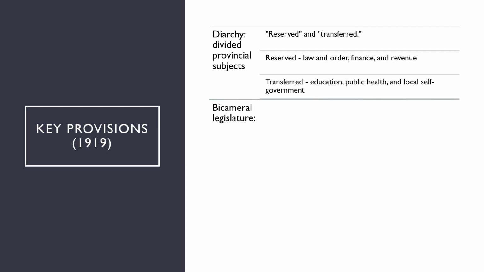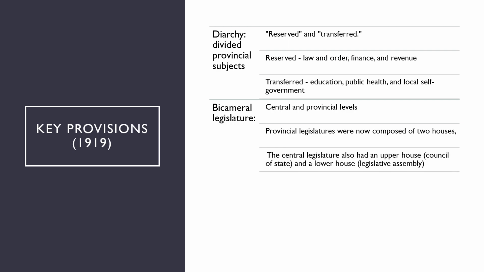Second provision is the bicameral legislature. The Act established a bicameral legislative structure at both the central and provincial levels. Provincial legislatures were now composed of two houses, while the central legislature also had an upper house, that is the Council of State, and a lower house, that is Legislative Assembly. This bicameral system aimed to provide a more structured and representative legislative process.